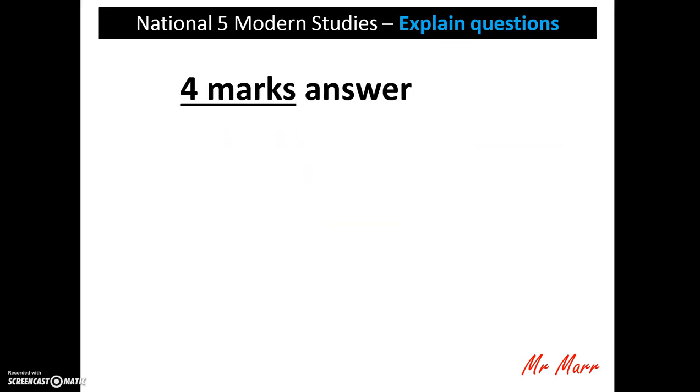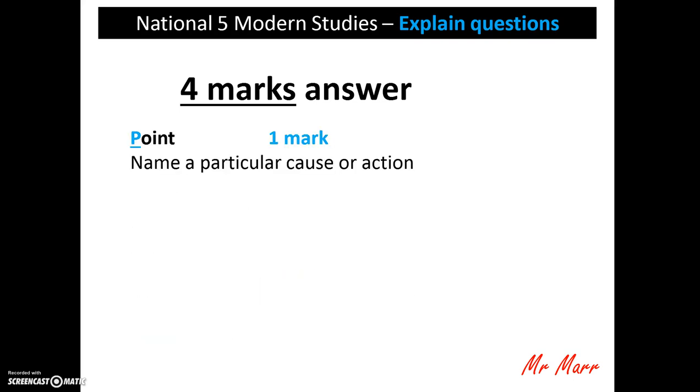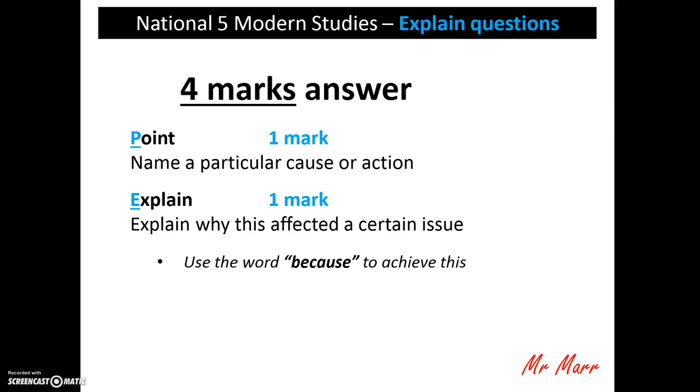If you're doing a 4-mark answer, this is one possible approach. You could give a point, which would give you a mark if you simply identify a relevant cause, and you can gain a 2nd mark if you explain why this affected a certain issue, and again remember, use the word because to do so. This would be 2 marks so far. If you repeat this twice, then you've got your 4 marks. This isn't the only approach though. Instead, you could try point, explain, example, and then identify 1 point.